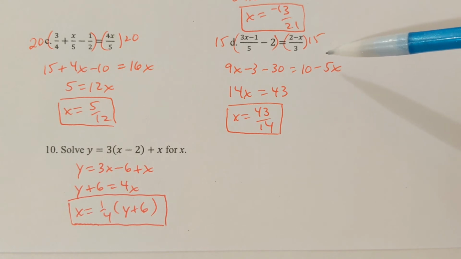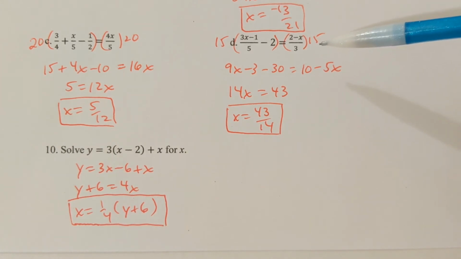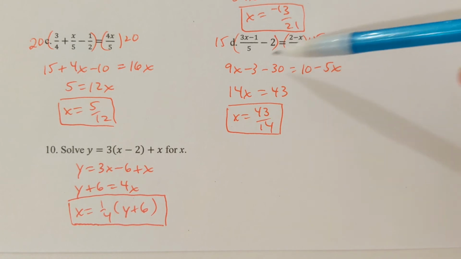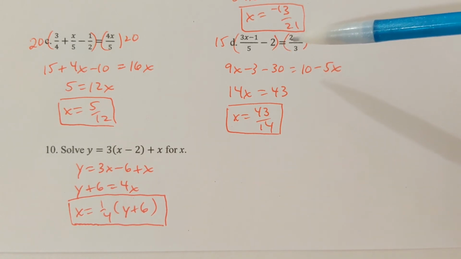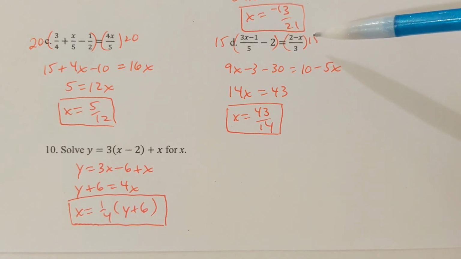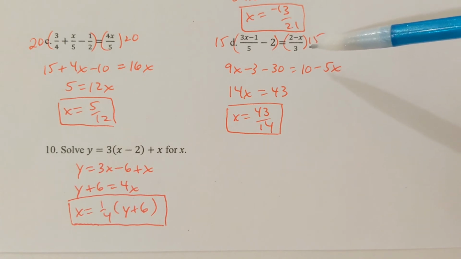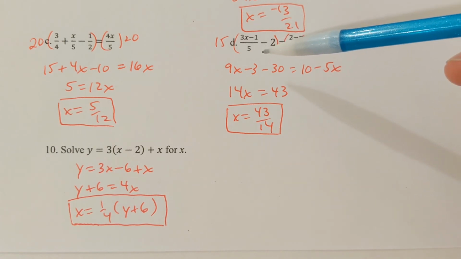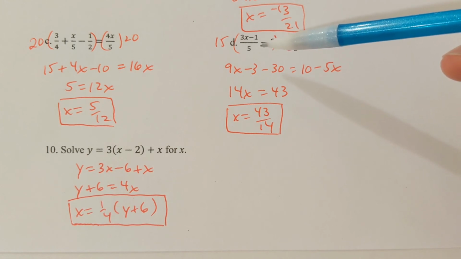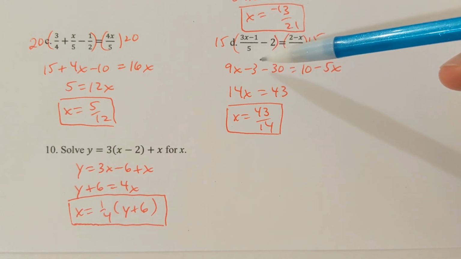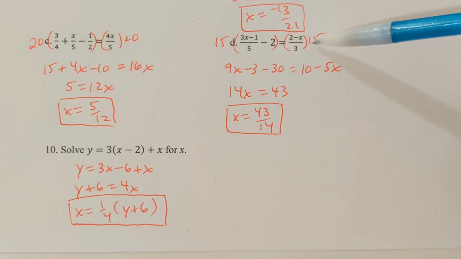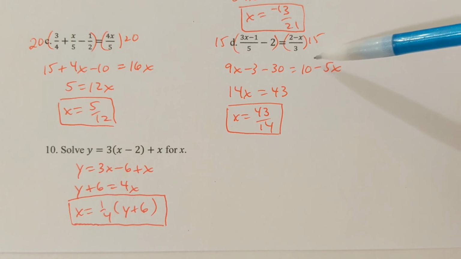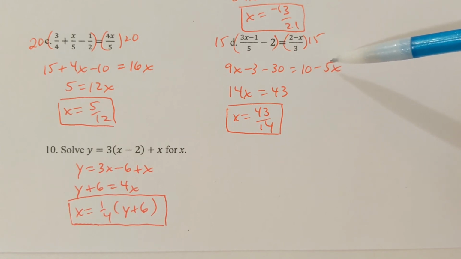Do the same thing here. Multiply by 15. Since 15 would be in common to the two terms there in the denominator. 15 times 3x minus 1 divided by 5 minus 2 equals 15 times 2 minus x divided by 3. Well, 15 divided by 5 is 3, times 3x minus 1 equals 9x minus 3. 15 times 2 is 30. 15 divided by 3 is 5, times 2 minus x, that'd be 10 minus 5x.